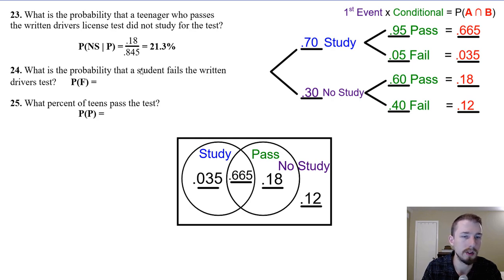What's the probability that a student fails the written driver's test? Well, if that was our pass rate, then it would be 1 minus that, or you can just add these two probabilities together, which would be 15.5%, which is what I did. What percent of teens passed the test? That was actually the probability we found there. So we just added those disjoint together. So whether they passed and studied and passed, or passed and didn't study. So add those two together, which will give us the 84.5%.